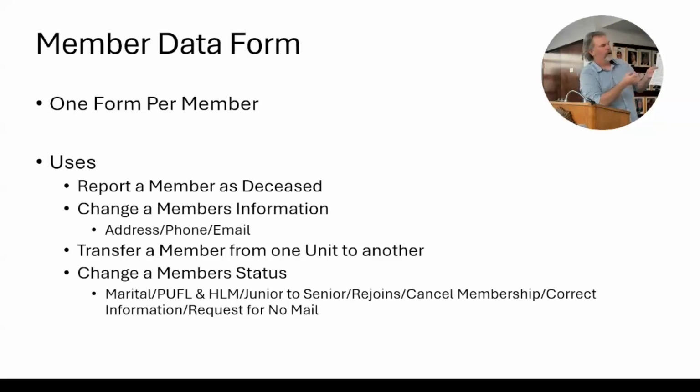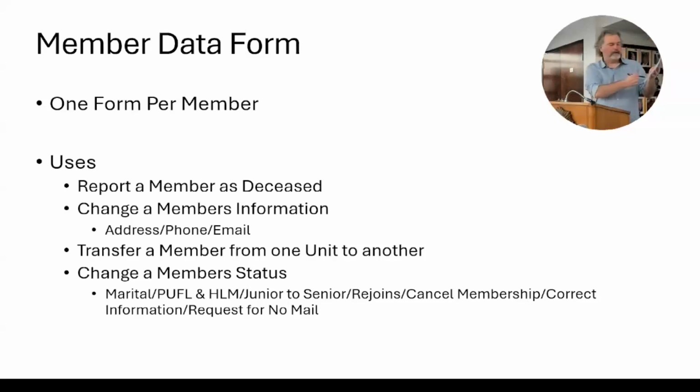The unit transfers section is going to have a lot of stuff, and we're going to go into detail on each section here later. And then finally, the other things you can do with this member data form is you can change your marital status in there. You can change if someone is a PUFL or an honorary life member. You can change a junior to a senior with this form. You can rejoin on this form, so you can put the rejoin on this instead of the membership app if you want to. And then you can cancel membership on here.